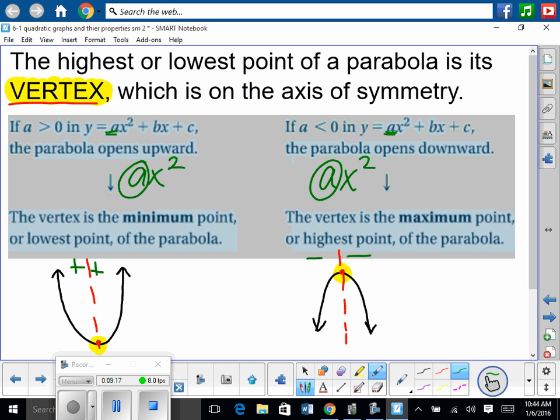Is it quadratic and parabola the same thing? Yep. Quadratic, parabola, two different words for the same thing. Any questions on that?